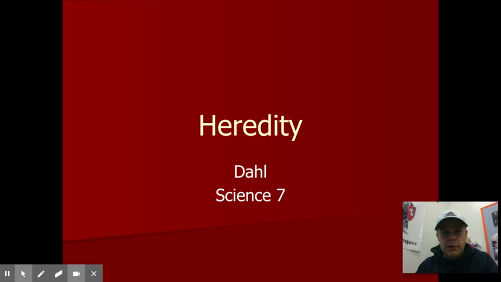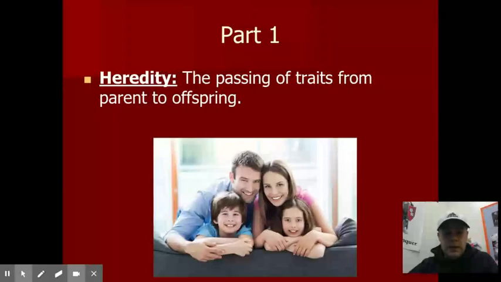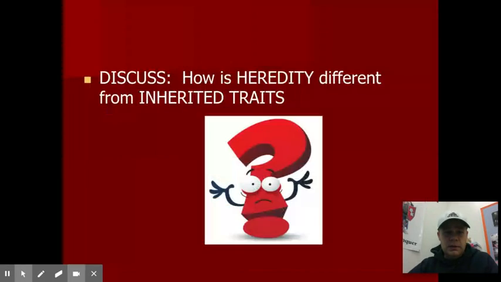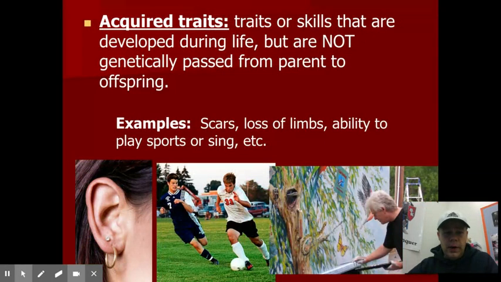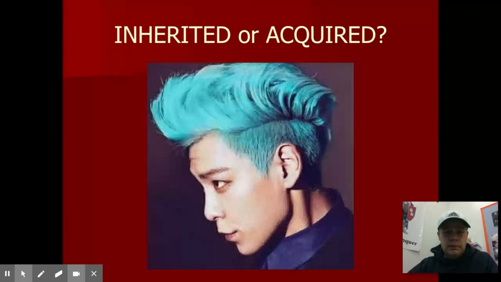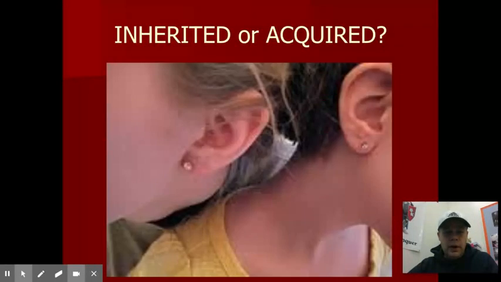You have a substitute there with you right now if you're in class, or maybe you're viewing this at home. But either way, we're going to continue in the notes that we started earlier about heredity. Thus far, we've discussed that heredity is the passing of traits from parent to offspring. We've talked about inherited traits, and we've talked about acquired traits. We did some practice problems where we decided if things are inherited or acquired.